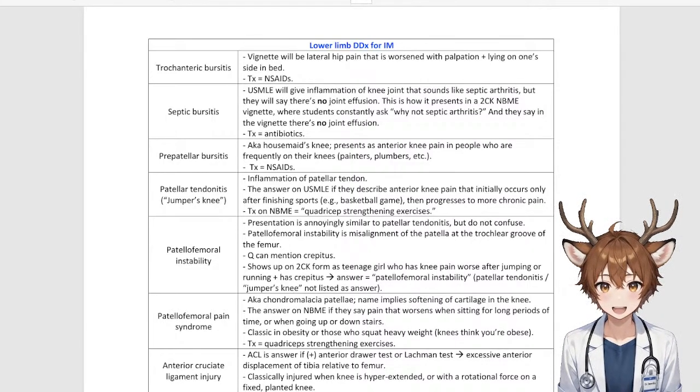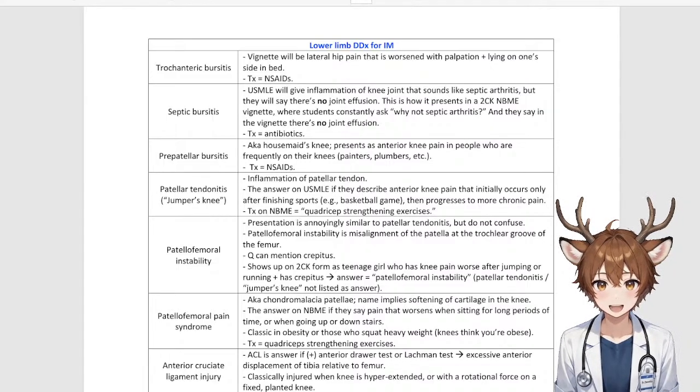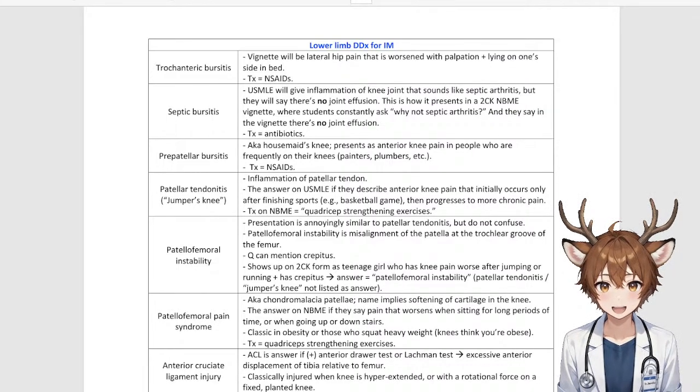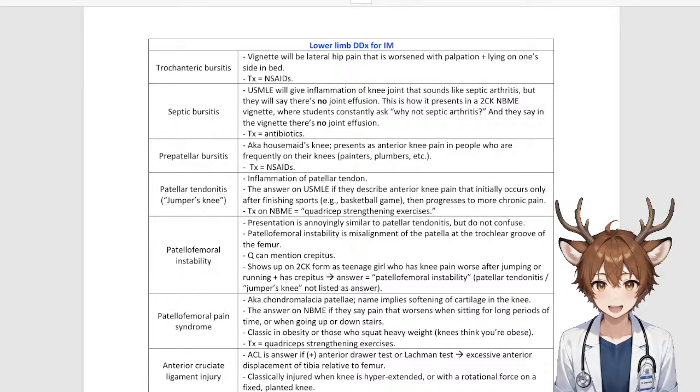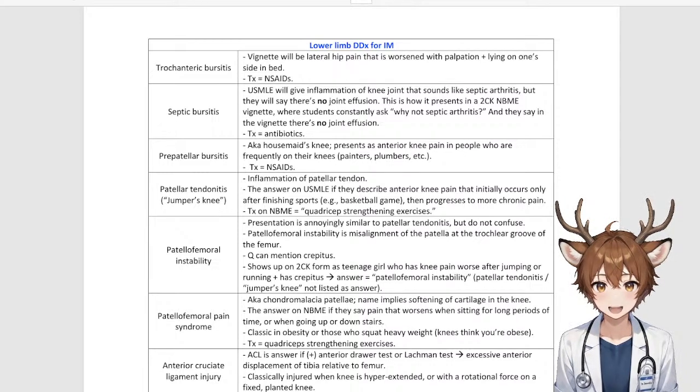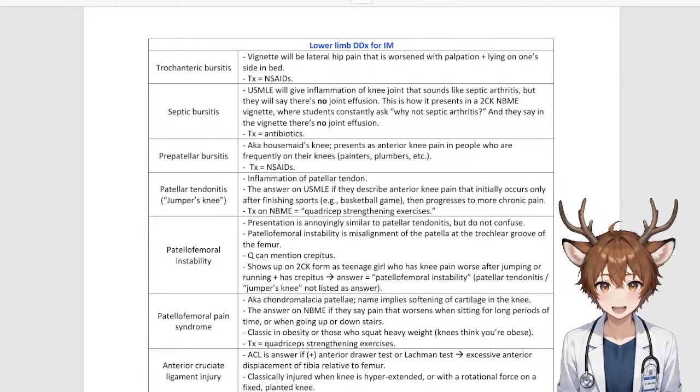Septic bursitis. USMLE will give inflammation of the knee joint that sounds like septic arthritis, but they will say there's no joint effusion. This is how it presents in a 2CK NBME vignette, where the student constantly asks, why not septic arthritis? And they say in the vignette, there's no joint effusion.